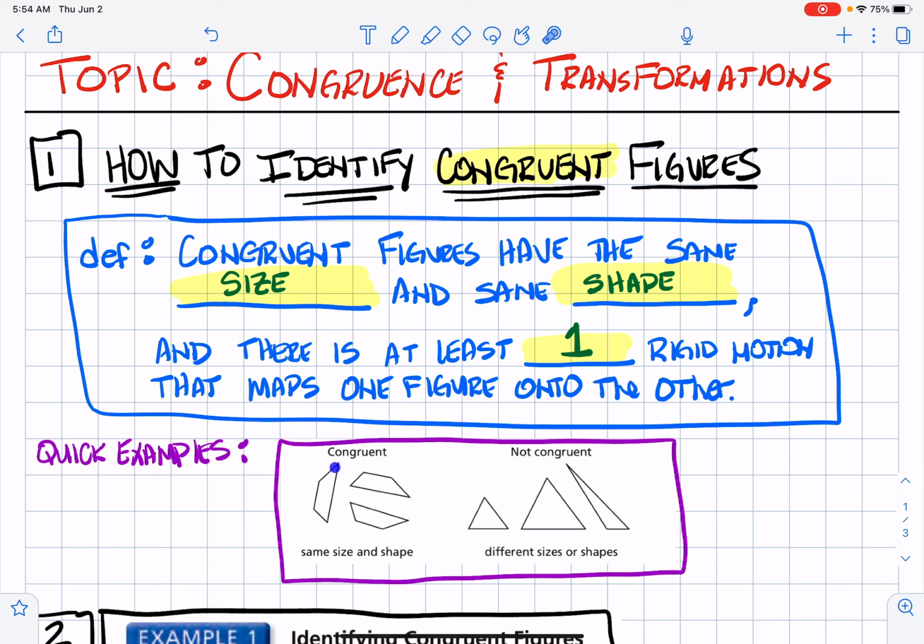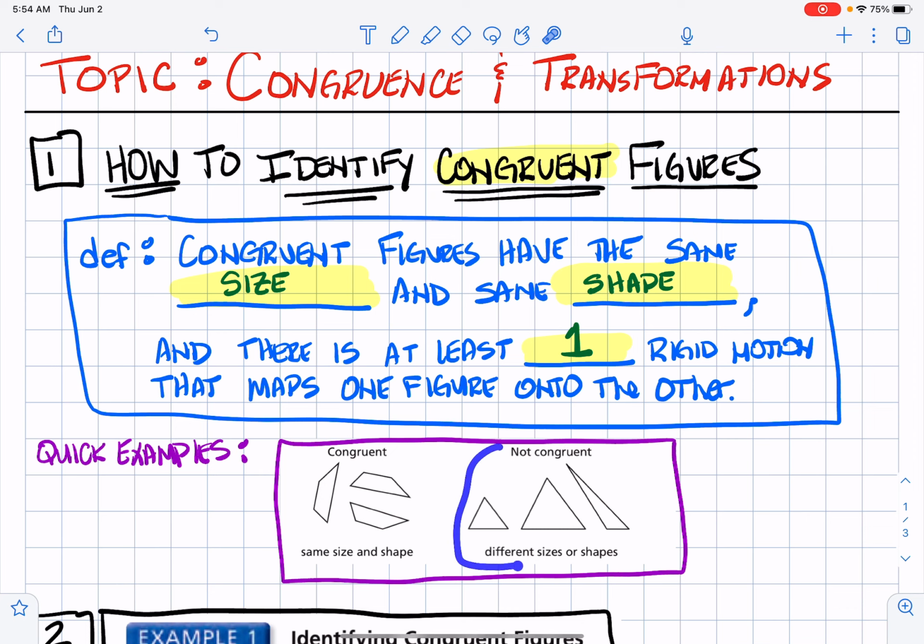The reason is because they all have the same shape and they all have the same size. But more importantly, I could map this figure onto this figure with a rotation and a translation. I could map this figure onto this figure with a reflection and maybe a translation. So all 3 of these are congruent because they have the same size and the same shape, and there is at least one rigid motion to map from one figure to the other.